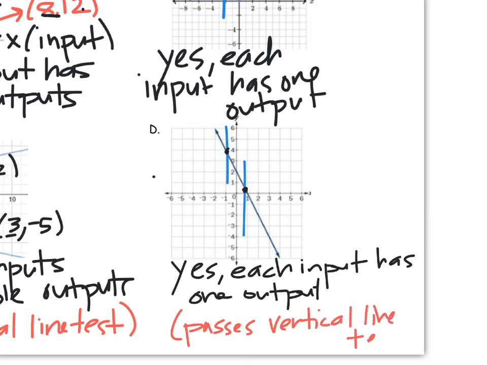the vertical line test. All right, you guys are doing homework number 1 to practice these skills in your 6A packet. Good luck.